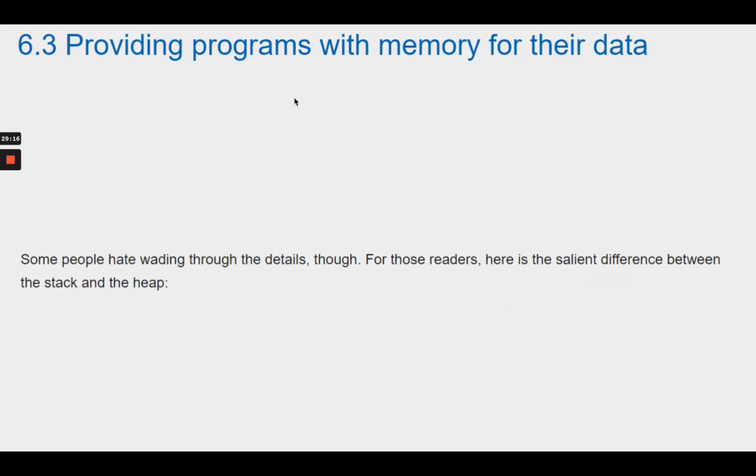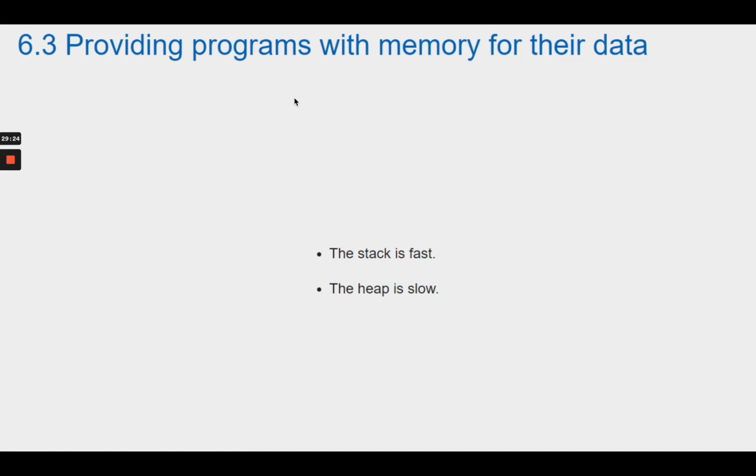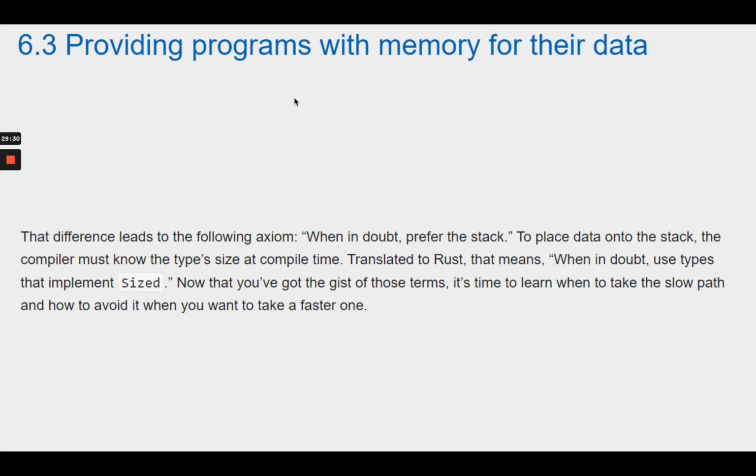Some people hate wading through the details, though. For those readers, here is the salient difference between the stack and the heap. The stack is fast. The heap is slow. That difference leads to the following axiom. When in doubt, prefer the stack. To place data onto the stack, the compiler must know the type size at compile time. Translated to Rust, that means, when in doubt, use types that implement Sized. Now that you've got the gist of those terms, it's time to learn when to take the slow path and how to avoid it when you want to take a faster one.